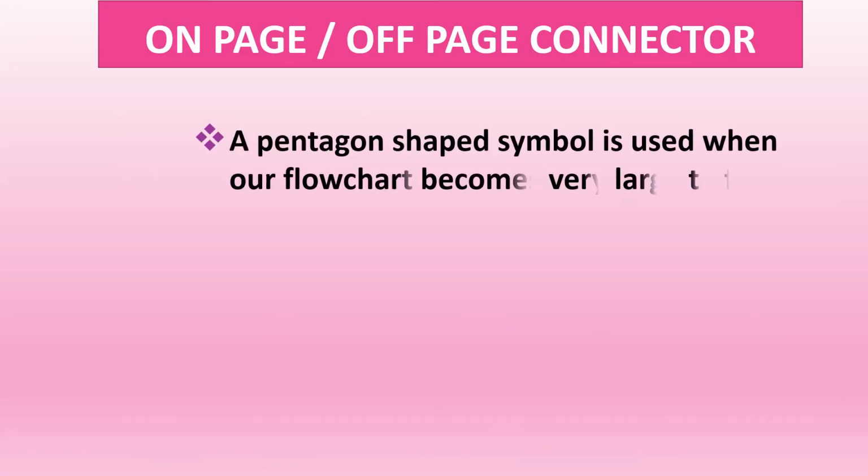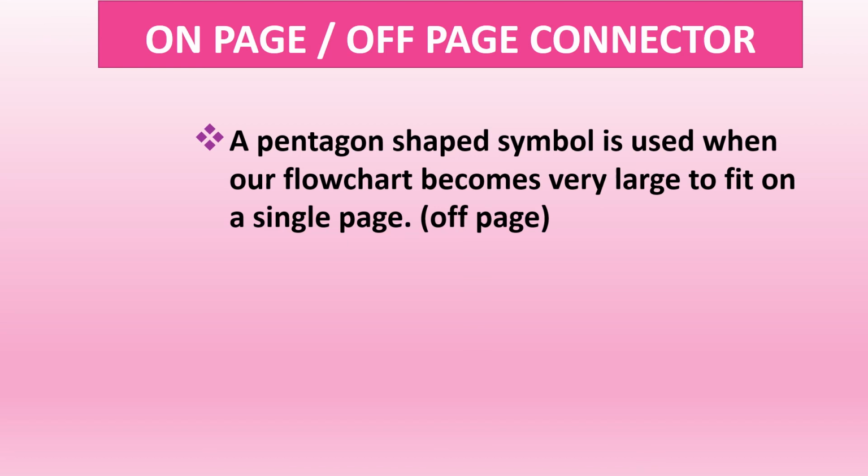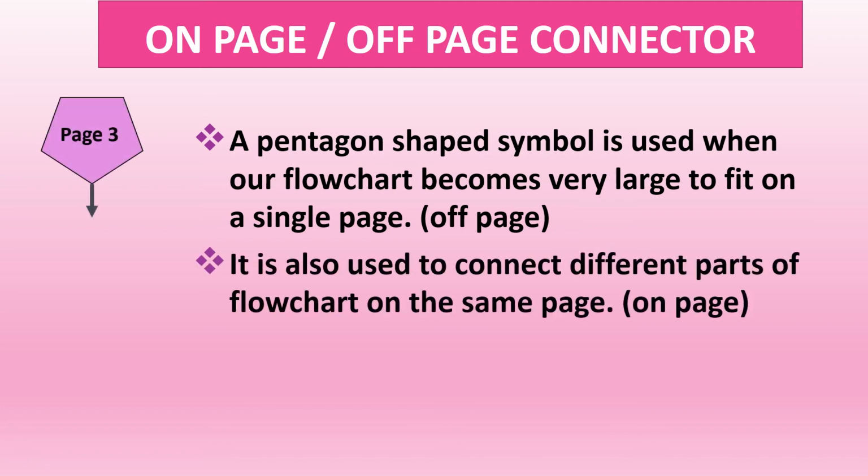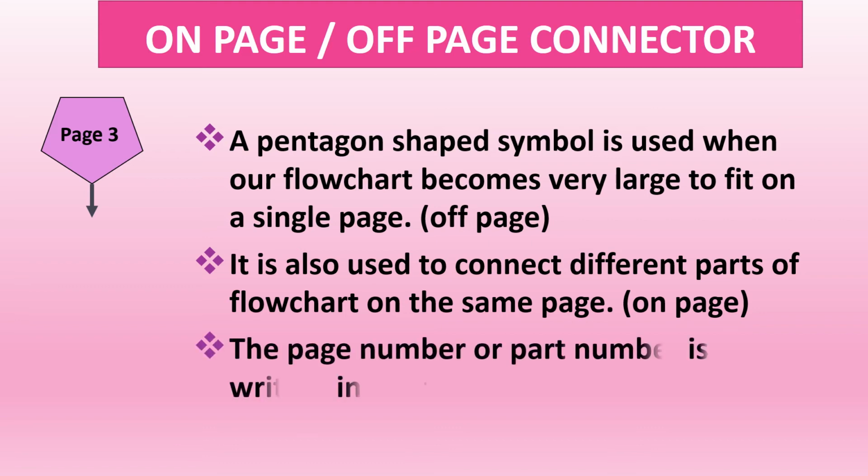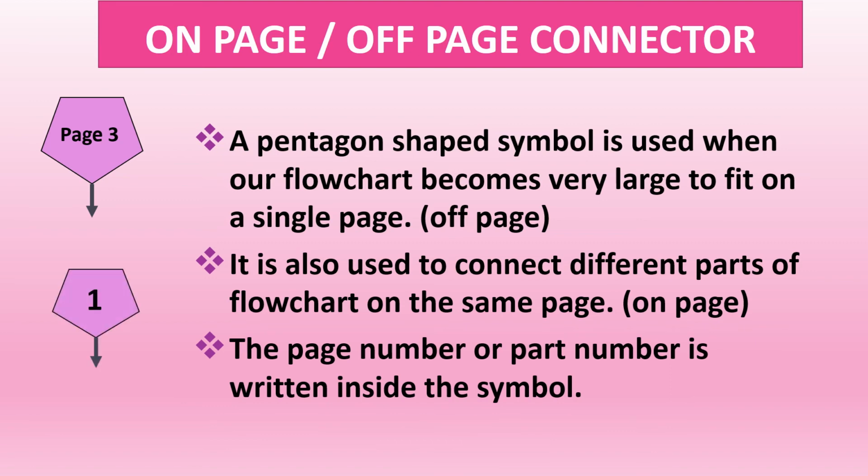Page off page connector is the same symbol having two names. It's a pentagon shaped symbol. When a flowchart becomes very large to fit on a single page, then we call it off page connector. It is also used to connect different parts of the flowchart on the same page. In this case, we will call it on page connector. The page number or part number is written inside the symbol.